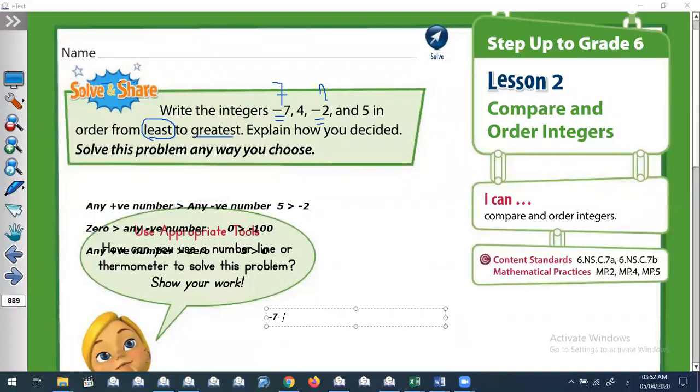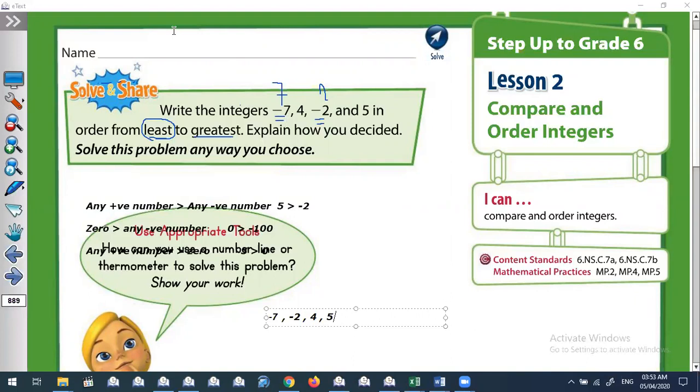After negative 7, negative 2. So now we finished negative 7 and negative 2. Now we have 4 and 5, which is smaller? They are normal numbers, positive numbers. The smaller is 4. After 4 is 5. So the order is negative 7, negative 2, 4, 5.